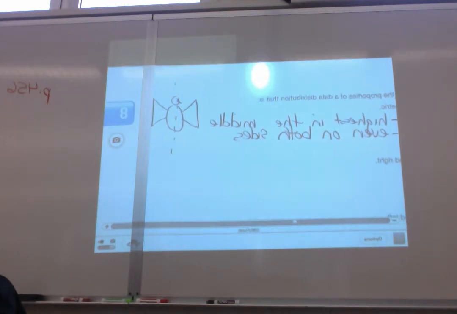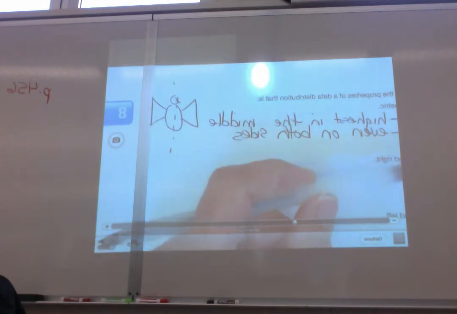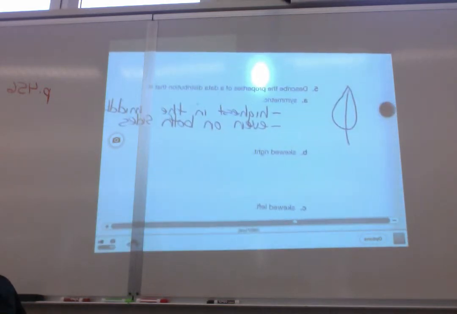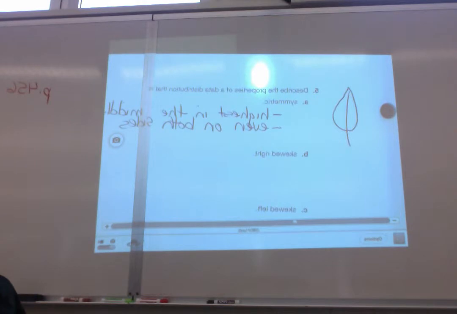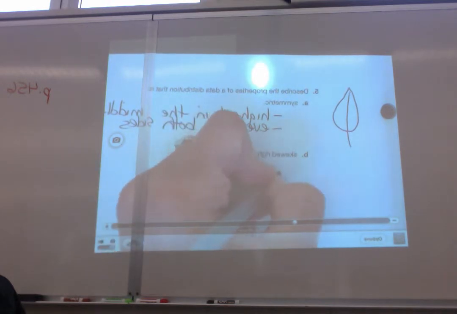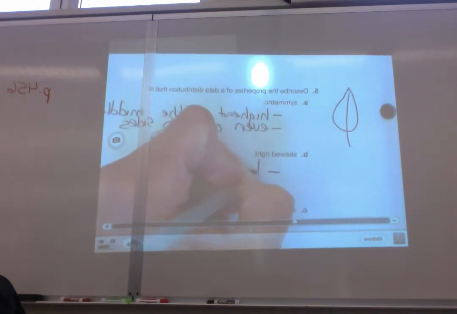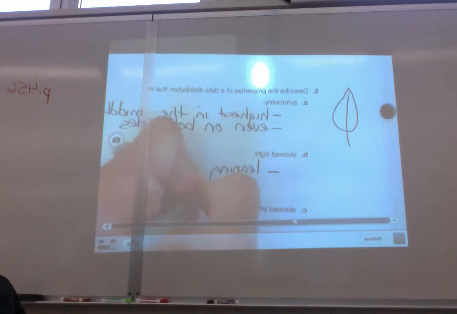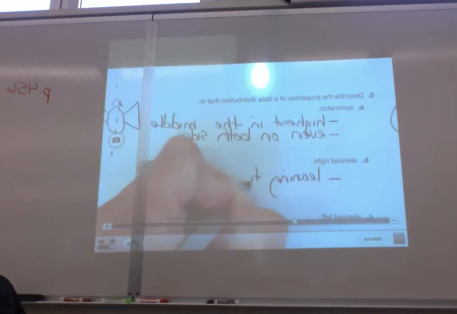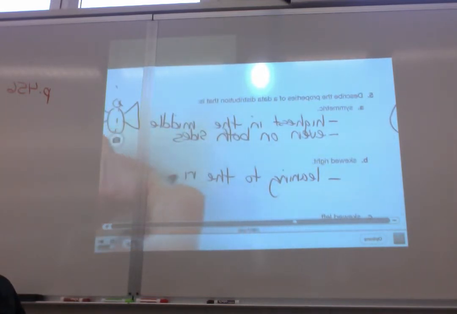Now, here's ones that'll be different and new. Skewed left and skewed right. Take a look at the figure first for skewed right. What do you see for skewed right? It's leaning to the right. Is it? Look. Is skewed right leaning to the right? No, it goes down. Decreasing out of right. Leaning to the right.